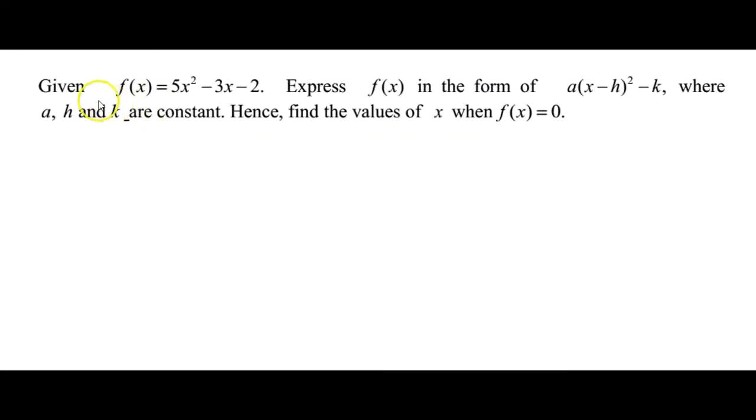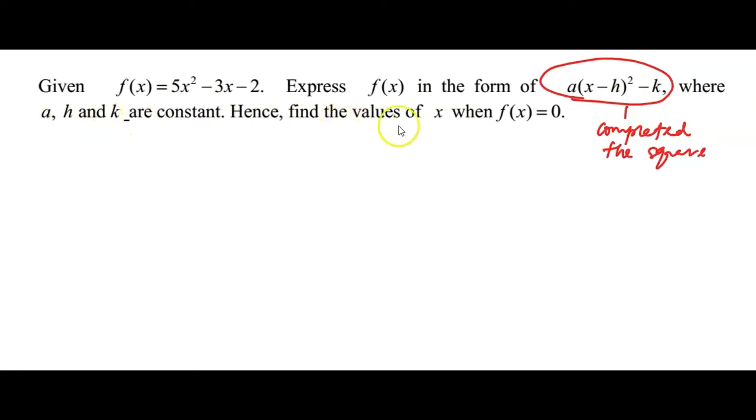Proceed to the next example on this question. Given f(x) equals 5x squared minus 3x minus 2, express f(x) in the form of this. This is the form that we want. This is in the form of completing the square. Meaning that we are doing the process of completing the square later on. To write this quadratic expression, this is not an equation, into this form, where a, h, and k are constants.